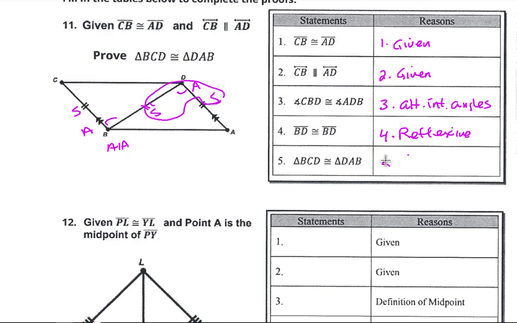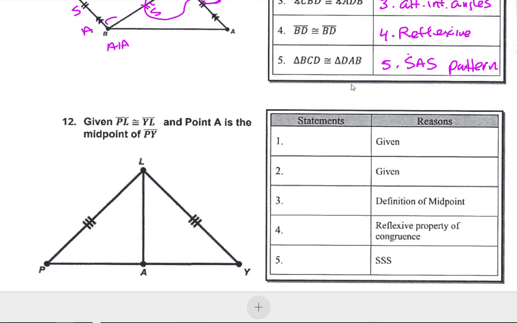So this turned out to be a 5-step proof. The two givens could have been done in one line. It could have been 4 steps. Number 12, it looks like what we have actually is an isosceles triangle because we have those two congruent sides. But they're telling us that PL and YL are congruent. That gives us two sides.